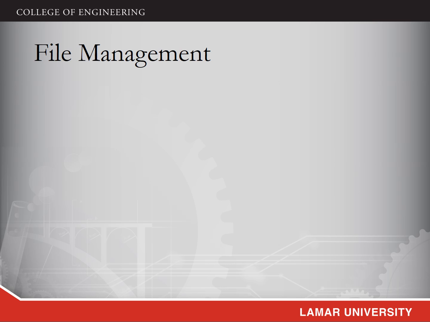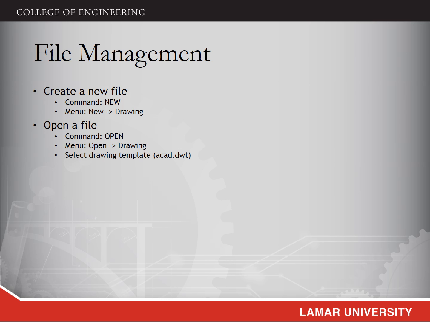Another issue we need to consider about the drawing in AutoCAD is how to manage files. In AutoCAD, there are two basic methods to manage files: the command window and the menu bar. If you want to create a new file in AutoCAD, you can type new in the command window or go to the menu bar, select new drawing to generate a new file. To open a file, you can type the command open or choose the menu bar open drawing and then select the drawing template to open the file.